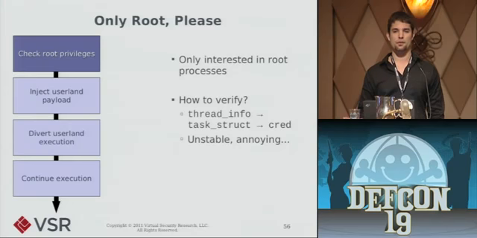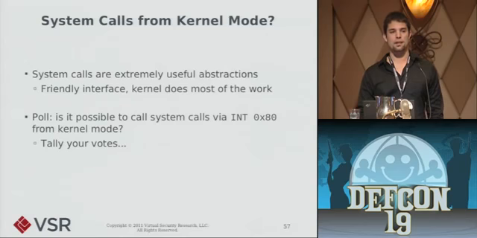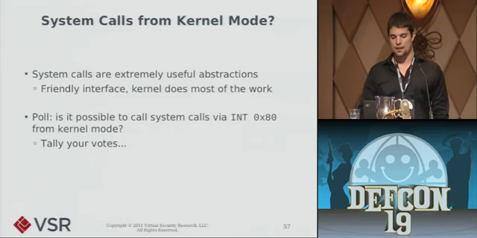But each of these structures is sort of unstable. They change a lot between different kernel versions. You'd have to do it heuristically, and it's sort of a pain. It'd be really nice if we could just call getuid, because that's something we know and understand. It's a very simple interface that will immediately tell us what our user ID is.